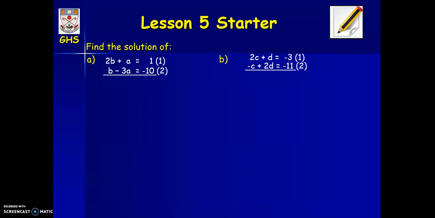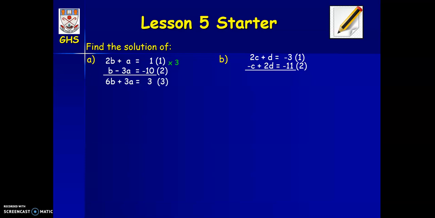Okay, let's look at example A. We've been asked to find the solution of 2b add a equals 1 and b subtract 3a equals negative 10. Remember, to be able to do elimination, we need to have either the same amount of a or b in each equation and opposite signs. We have the opposite signs in the a term, so in order to proceed with the elimination, we need to multiply equation 1 by 3.